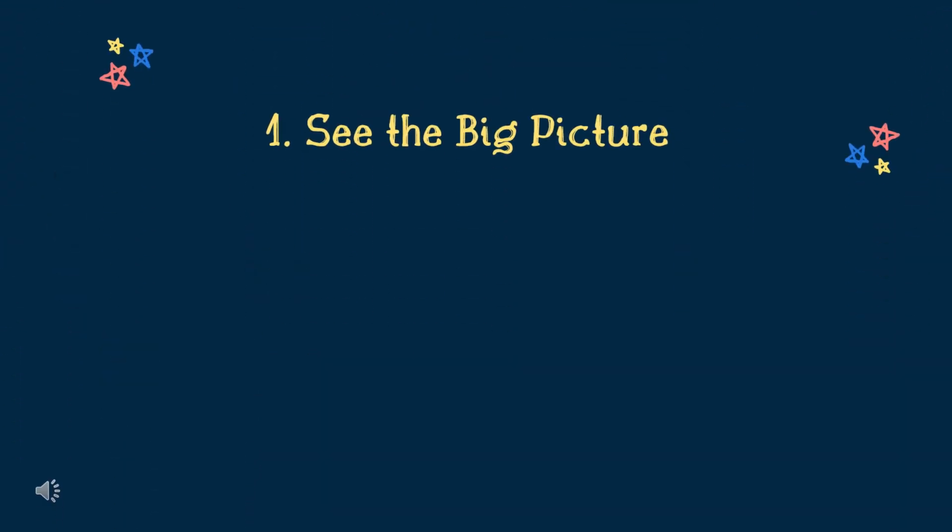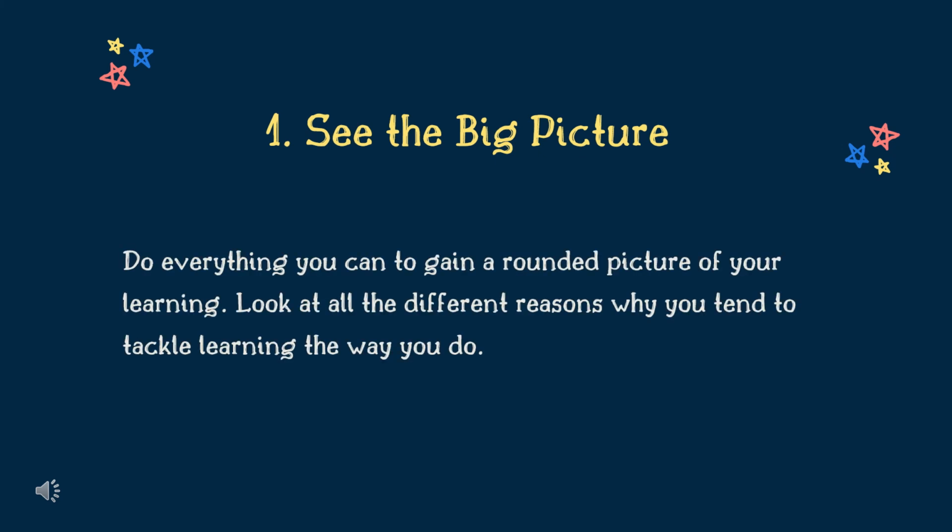Step 1. See the big picture. Do everything you can to gain a rounded picture of your learning. Look at all the different reasons why you tend to tackle learning the way you do. And when you're in the process of learning, ask yourself why you're doing it a particular way. Is it because it's the most effective for you, or simply because it's what you've always done? Be wary of definitive judgments. Instead, consider different scenarios and try to differentiate between how you like to learn and how you learn best in a variety of learning situations.